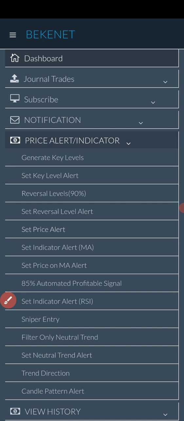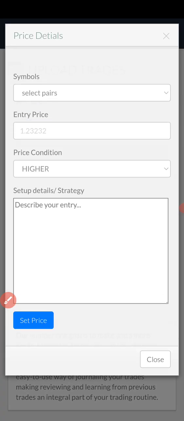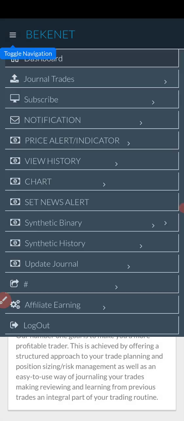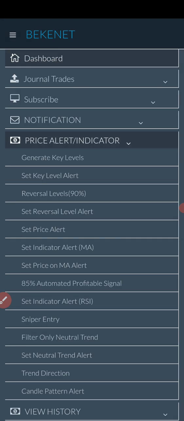Price alert is common sense. You can just analyze the market, select the pair, put the price you want price to get to, and it will notify you. You do that. This is one of the advantages of the application. It sends you notifications and all that. So every one of these is very easy for you to use.